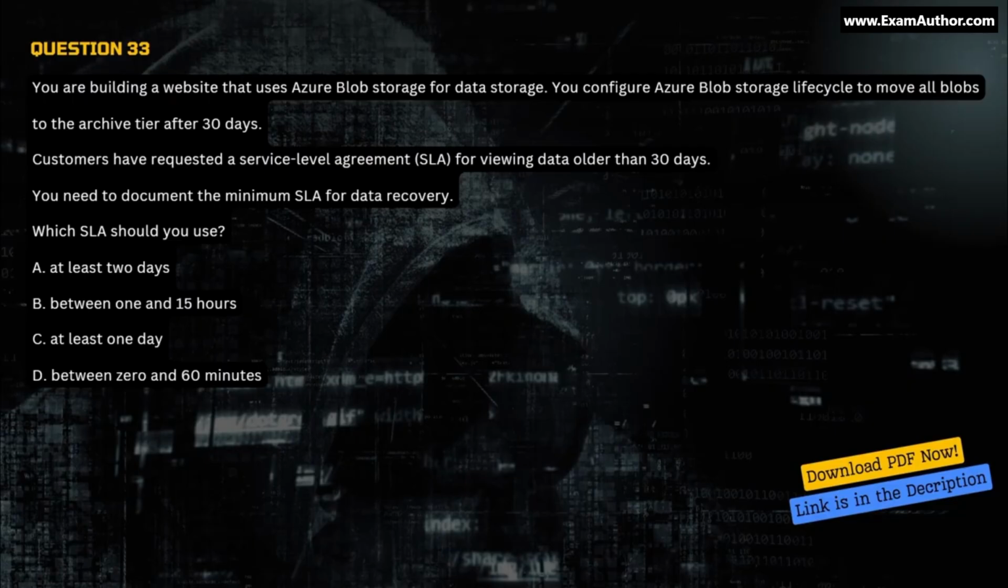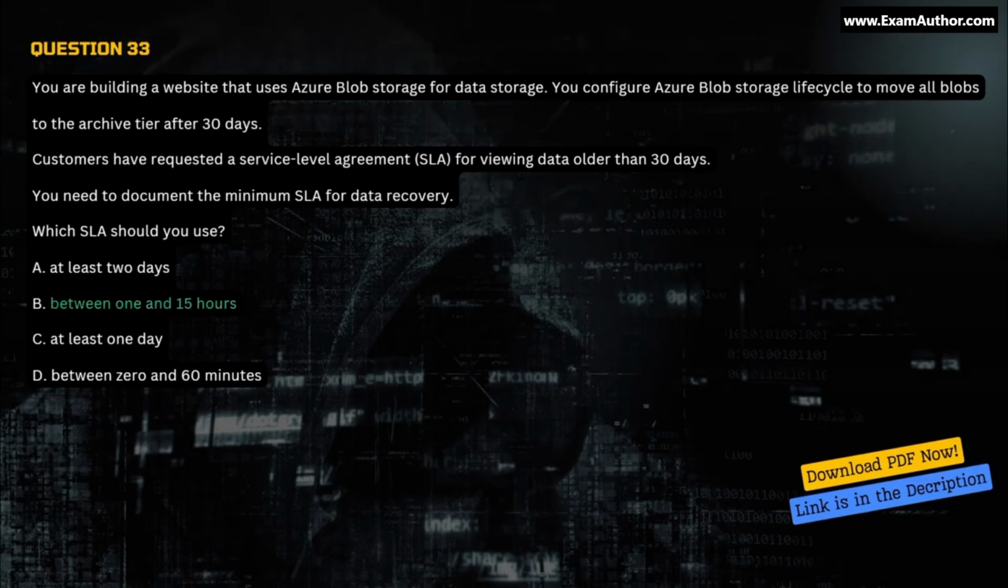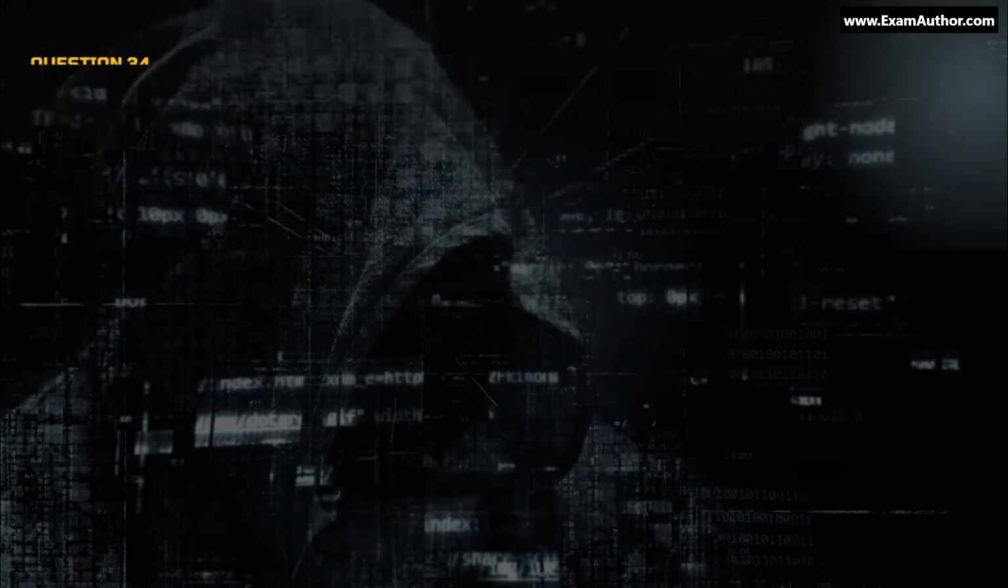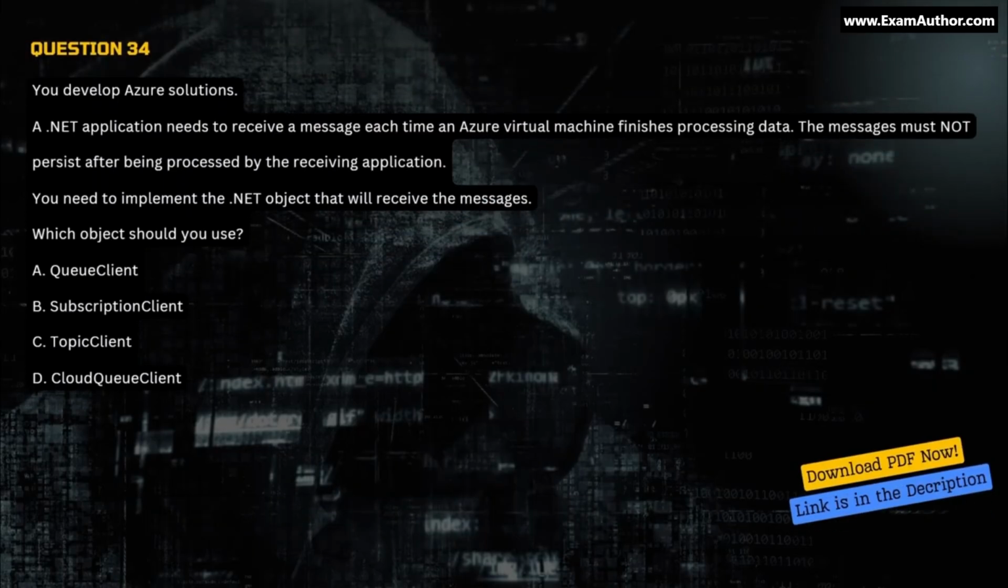A. At least 2 days. B. Between 1 and 15 hours. C. At least 1 day. D. Between 0 and 60 minutes. Correct answer B. Between 1 and 15 hours. Explanation. Azure Blob Archive rehydration can take between 1 and 15 hours, defining the minimum SLA for accessing archive data. Question 34. You develop Azure solutions.